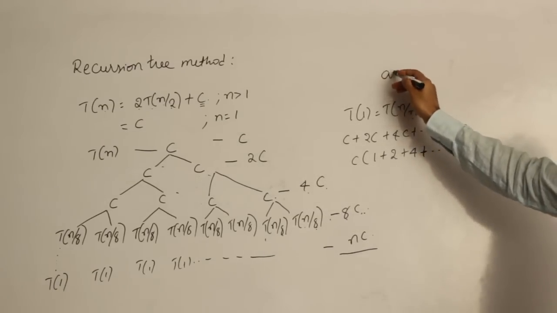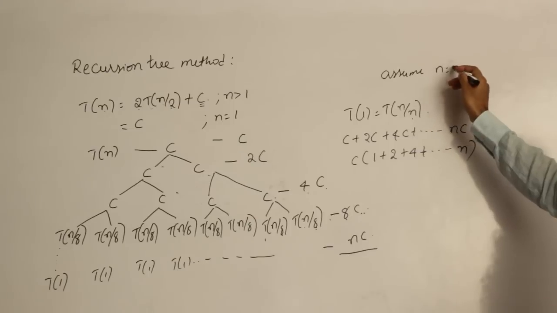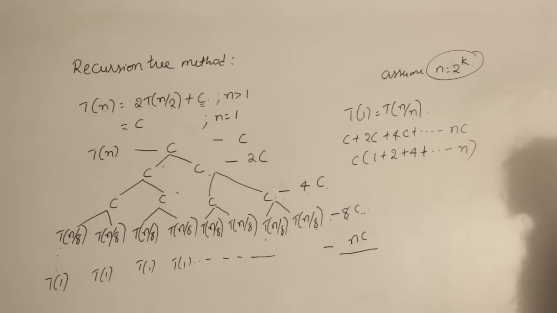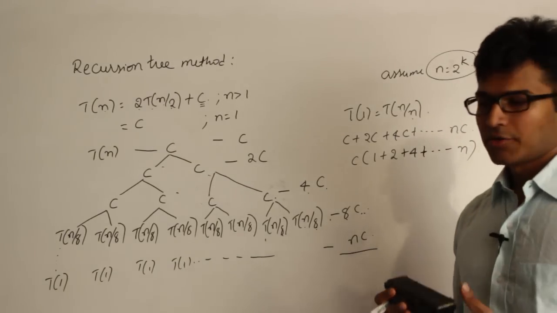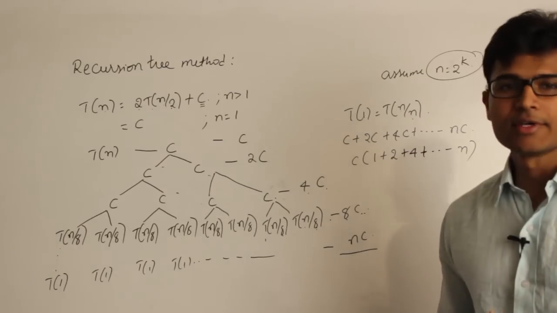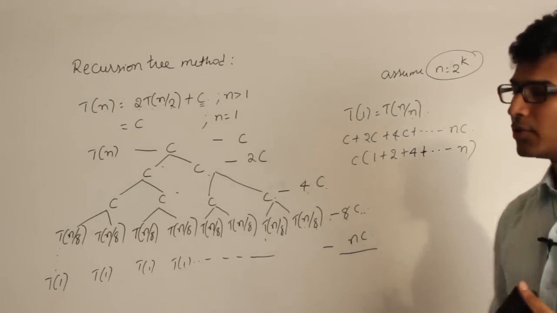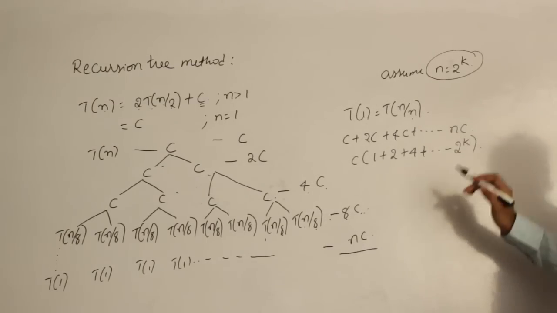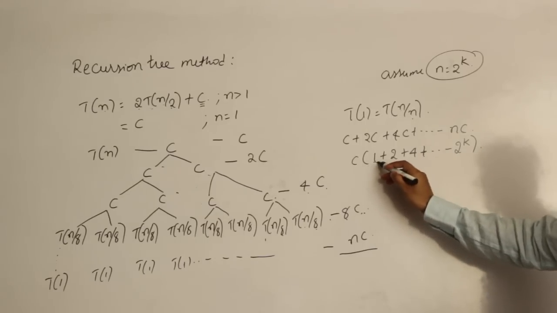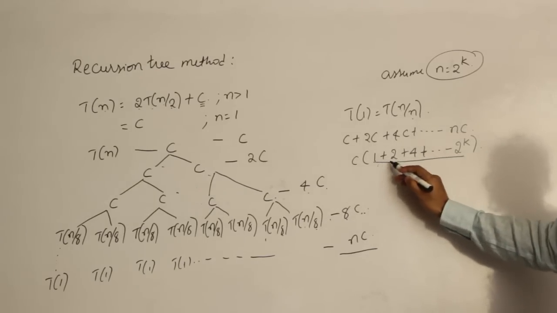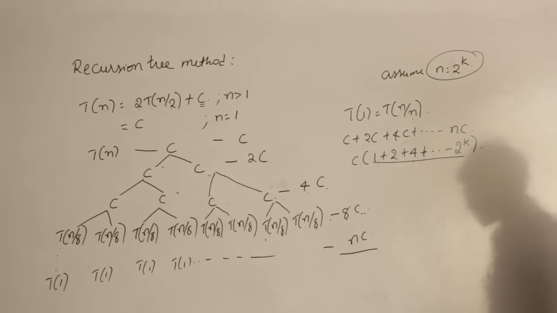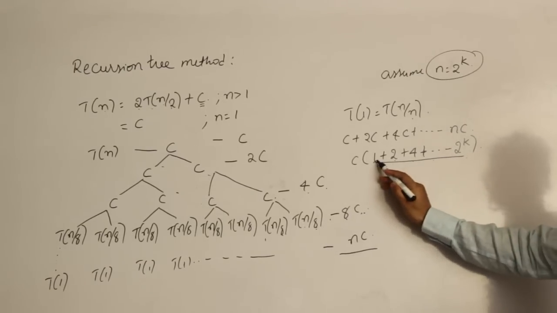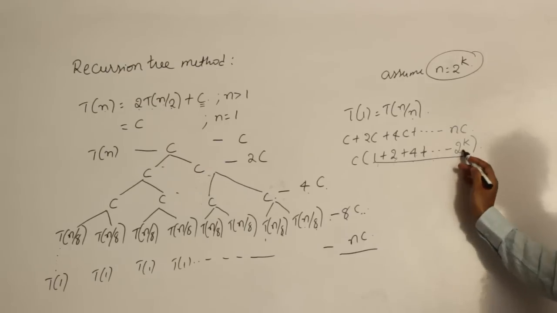Now assume that n equals 2 power k. It is not going to change our result. Just by assuming that n is a power of 2, we can get the answer in an easier way. It is just a simplification; there is no harm in this assumption. Therefore, assuming n is 2 power k, I get this as a GP: 1, 2, 4, 8, and so on up to 2 power k, where the common ratio is 2 and the number of terms is k plus 1. This is 2 power 0, 2 power 1, 2 power 2, and so on up to 2 power k.